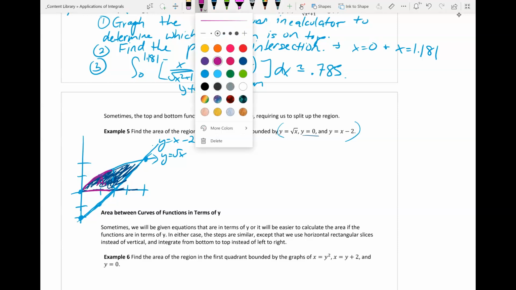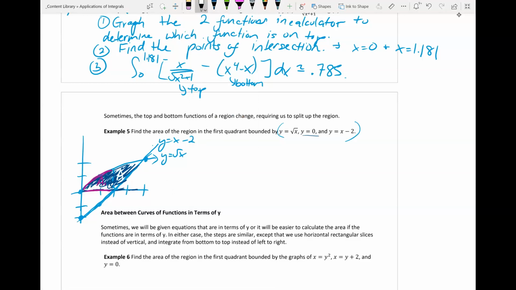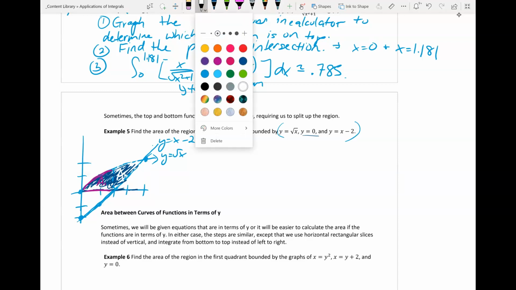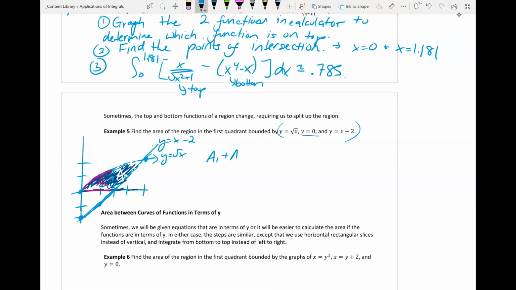For area 2, this one is bounded by x minus 2 and the root of x. So we're going to calculate it in two portions, which is going to be area 1 plus area 2.